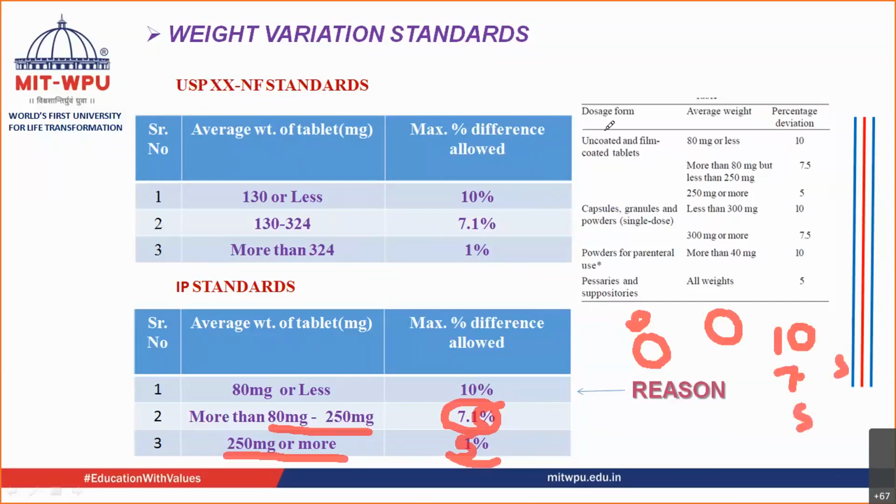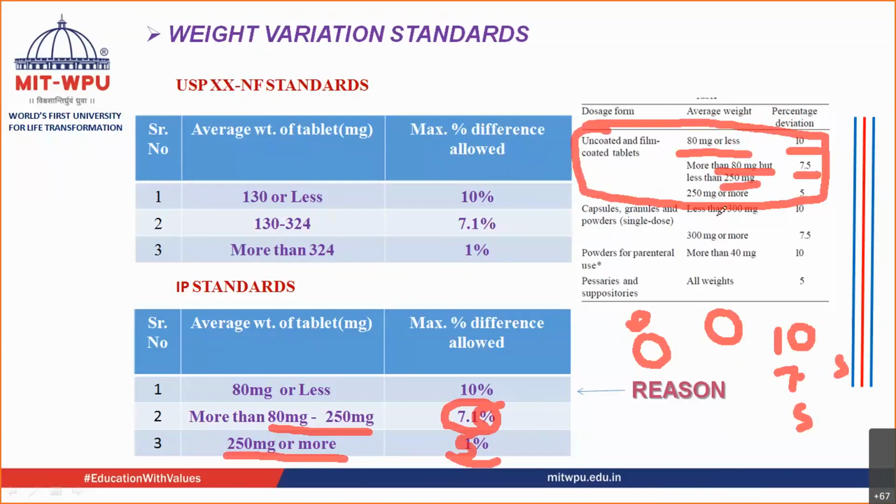If you see over here, for uncoated and film coated tablets, this is the percentage deviation that is given in IP. Whether a tablet is uncoated or film coated, it may be enteric coated, it may be non-enteric coated. If the average weight is 80 milligram or less, the percentage deviation allowed is 10%. If it is more than 80, that is 81 to 250, then the deviation allowed is 7.5%. And if it is 250 milligram or more, then it is 5%.